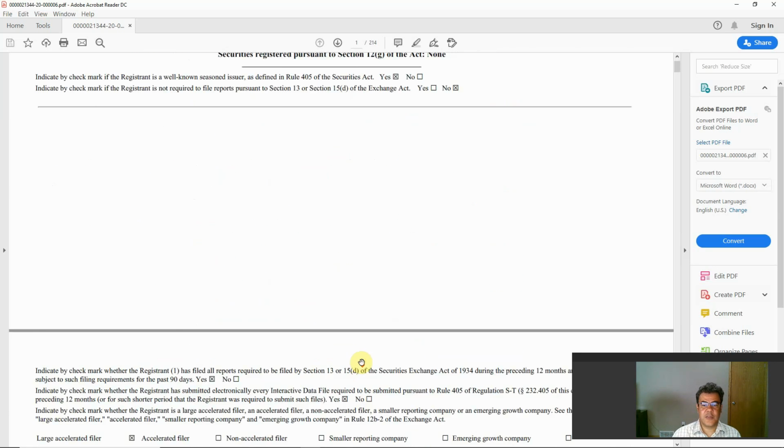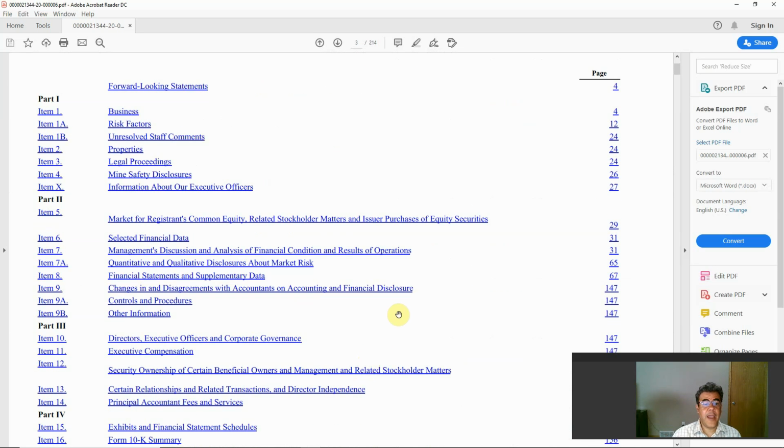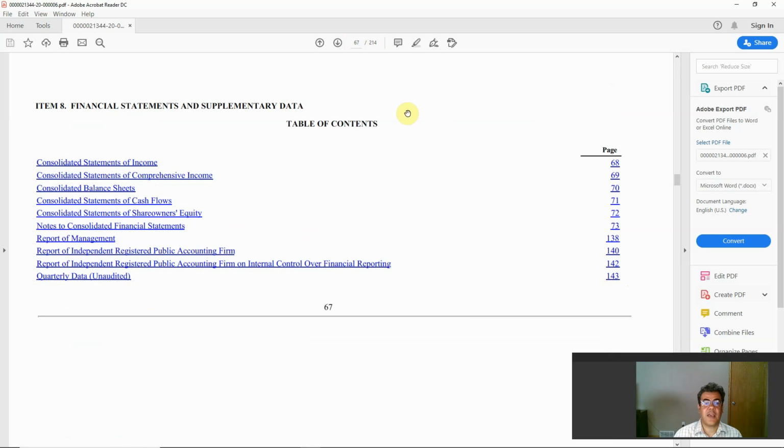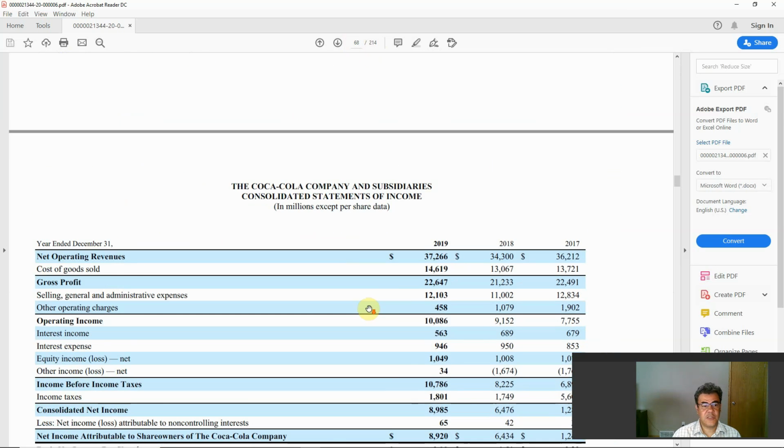So we have here some info and then our summary. Where are they? They are in Part 2, Item 8, Financial Statements and Supplementary Data. Usually, if you click here, you will go there. I have no idea why the Coca-Cola one is not working. So, okay, page 67. Let's go to page 67 here. And here we have our financial statements, and we have here the balance sheets. So let's come here to balance sheets.